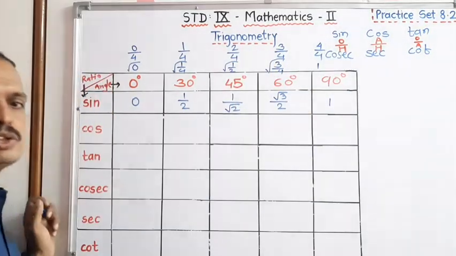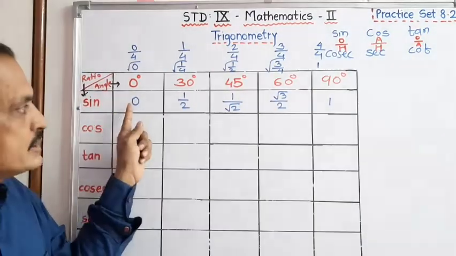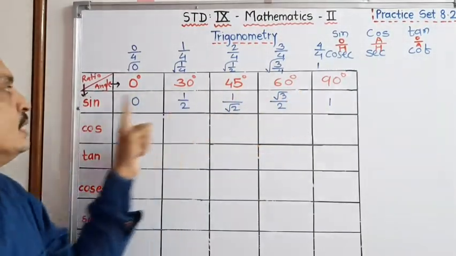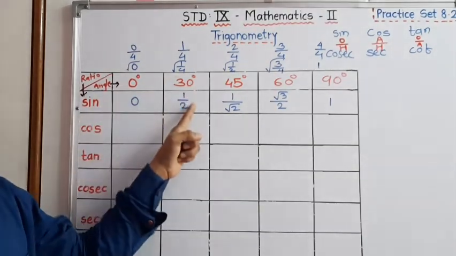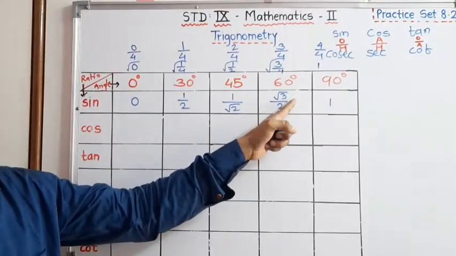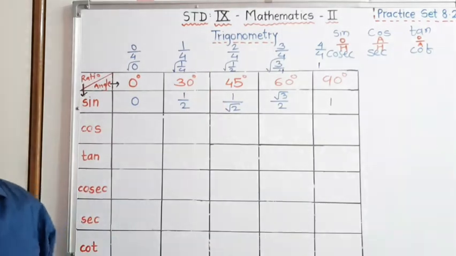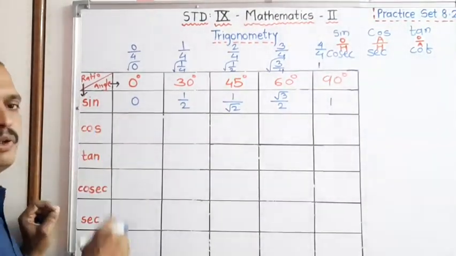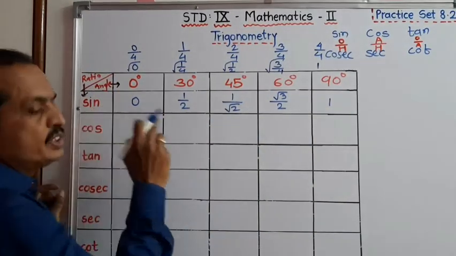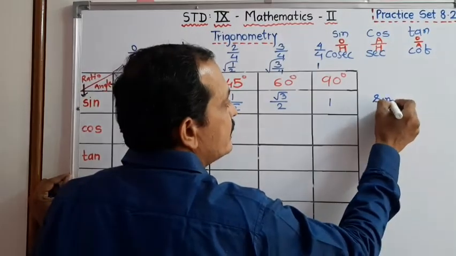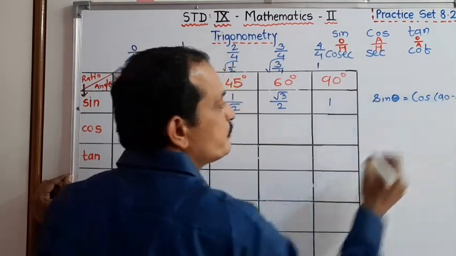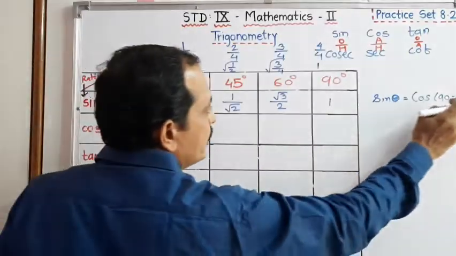Dear student, in this simple way, we will get the values of sine ratio for different measures of angles. Sine 0 degree is 0, sine 30 degree is 1 upon 2, sine 45 is 1 upon root 2, sine 60 is root 3 upon 2 and sine 90 is equal to 1. After that, we have to write the values of cos. Dear student, just now we learned that sine theta is equal to cos 90 minus theta. But forget about it for now, I will tell you later on this.